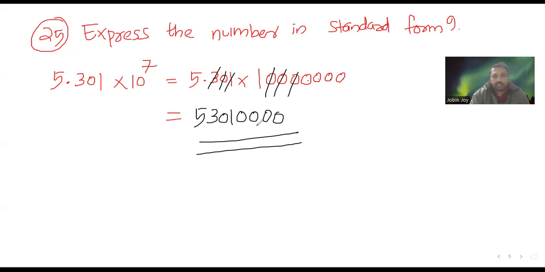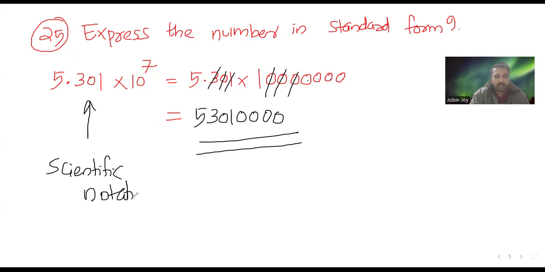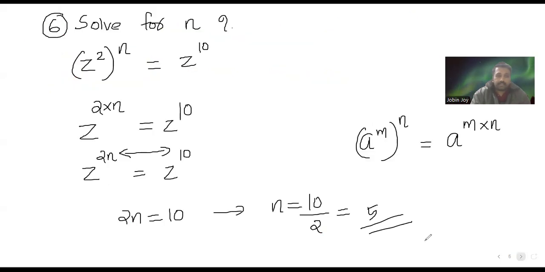Okay, so this is the standard form and this is the scientific notation. This is called a scientific notation, and this is called a standard form or normal form.